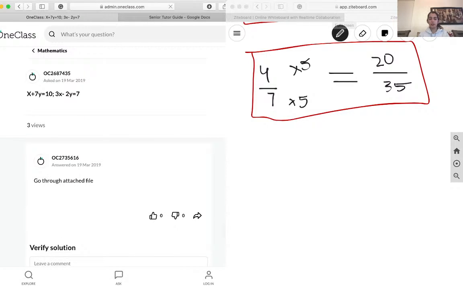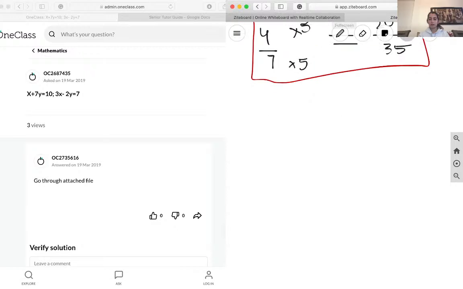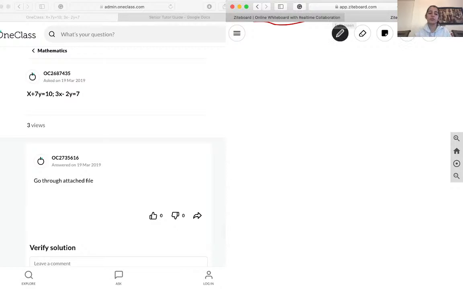So for this question, it is a simple algebraic kind of question. I believe this is question 7. We're given x plus 7y is equal to 10. We're going to name this our first equation, so I'm just going to write 1 beside it.